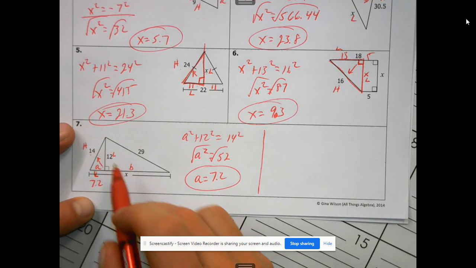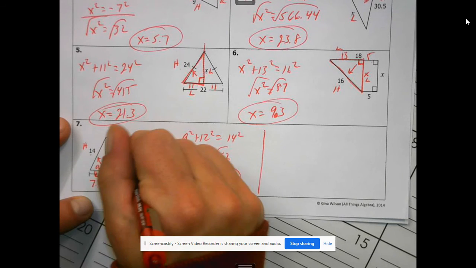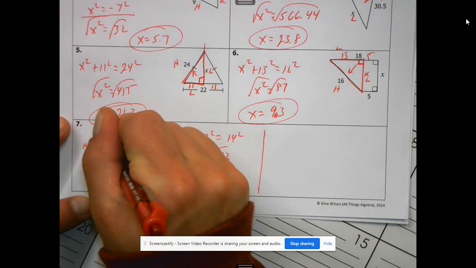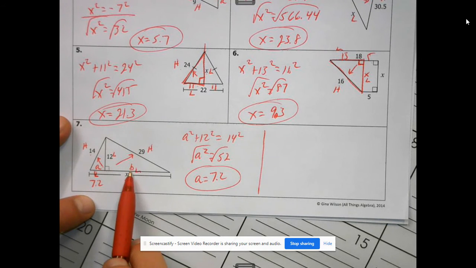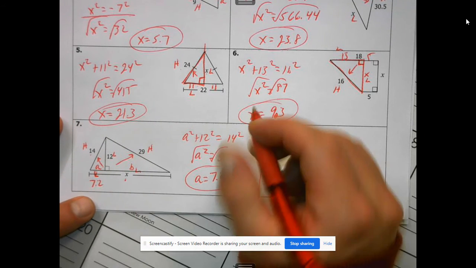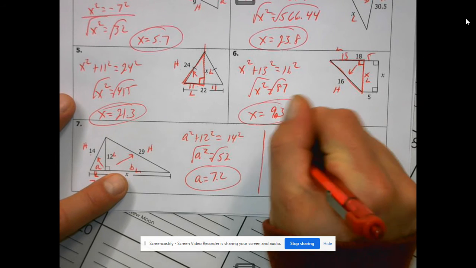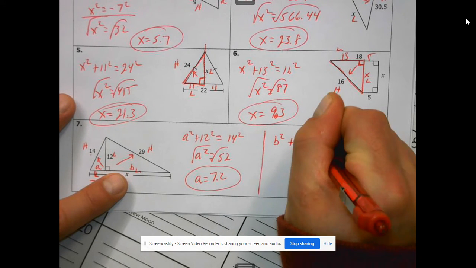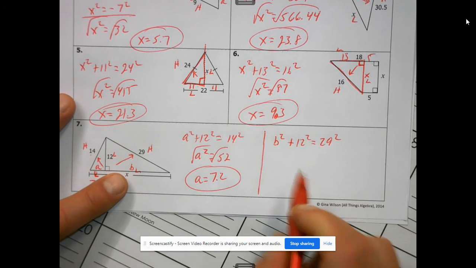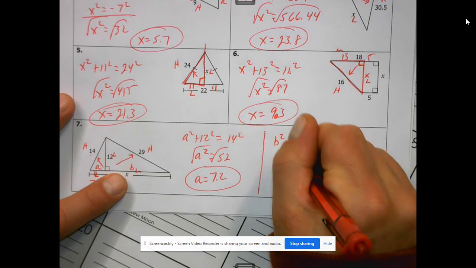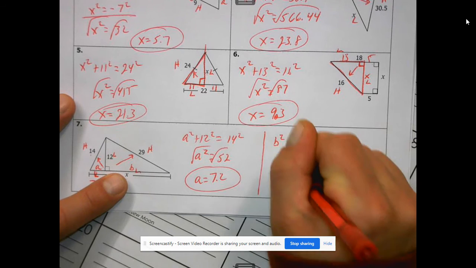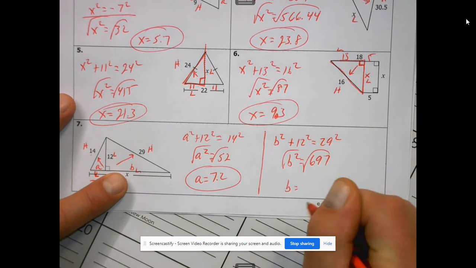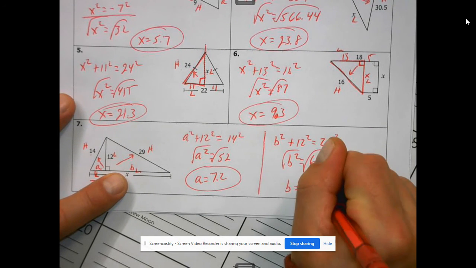But in another equation, we got to figure out this piece right here. A piece across the 90 is the hypotenuse, and your legs touch the 90. So once again, I'm missing a leg right here. So the equation will be b squared plus 12 squared equals 29 squared. Subtract 12 squared over. That gives you 697. Square root that. Answer comes out to be 26.4.